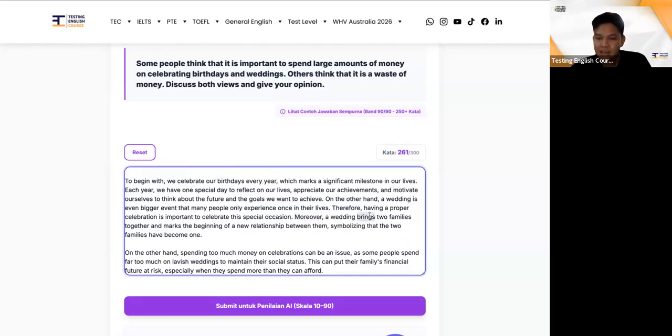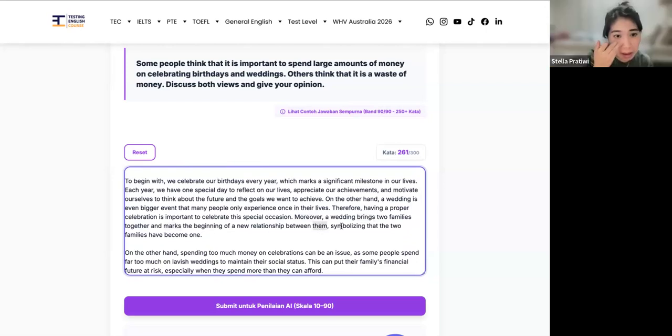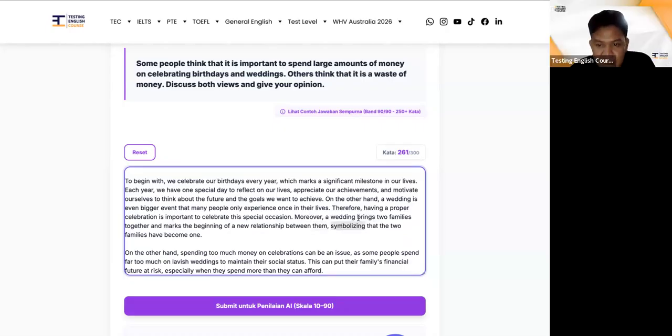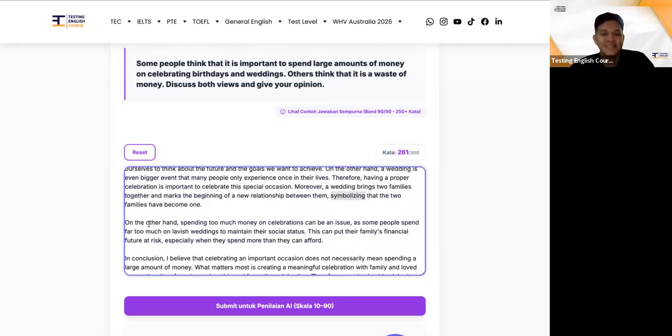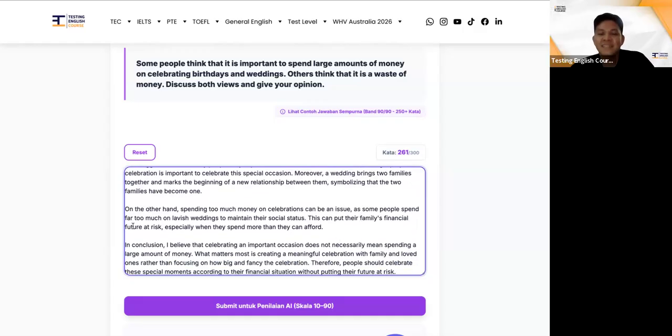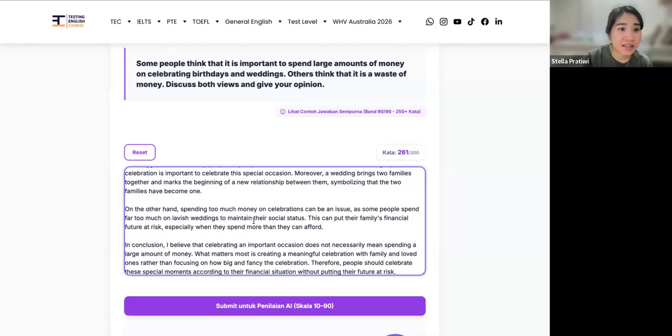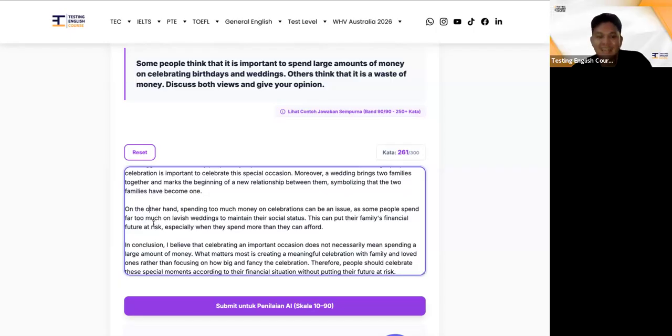A wedding brings two families together and marks the beginning of a new relationship between them, of course, kind of family. Symbolizing that two families have become one. Nice. On the other hand, spending too much money on celebrations can be an issue. Some people spend far too much on lavish weddings to maintain their social status. This can put their family's financial future at risk, especially when they spend more than they can afford.